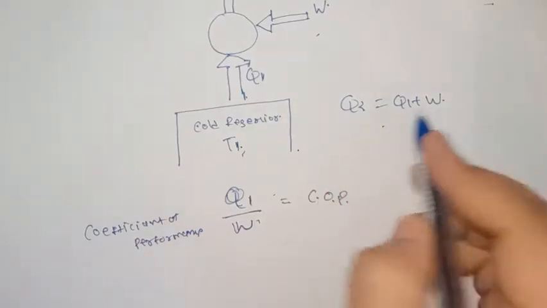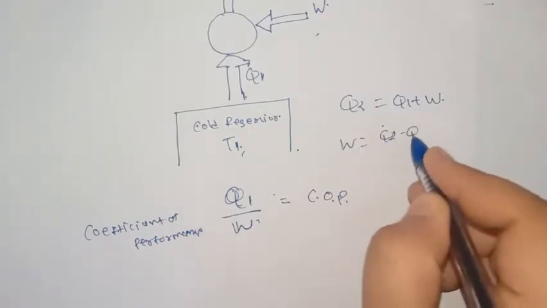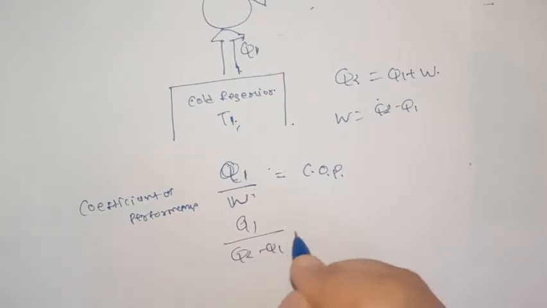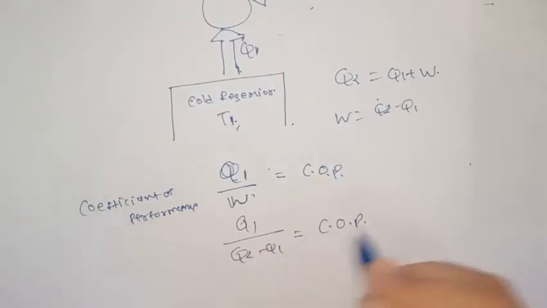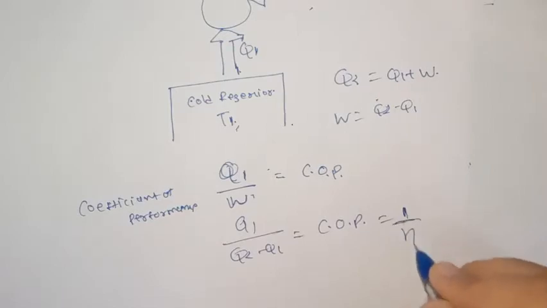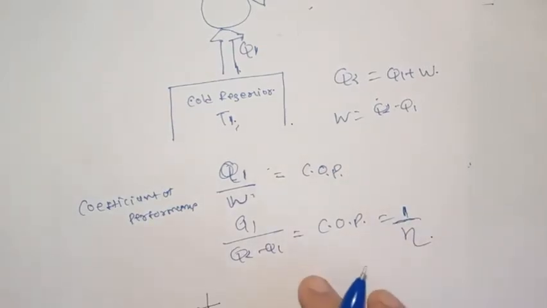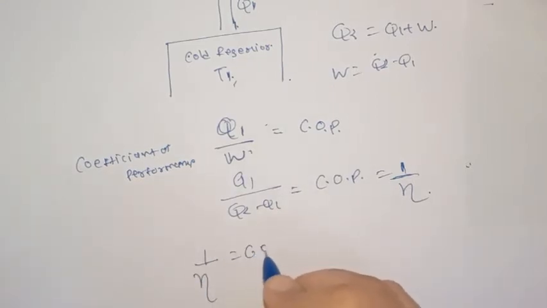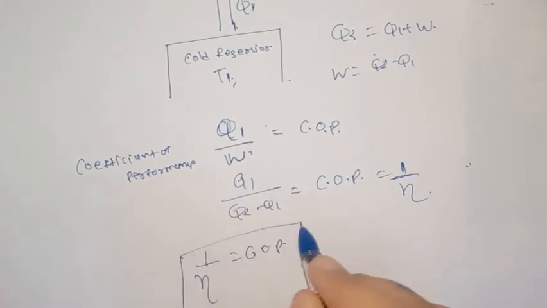From this equation, we can write W is equal to Q2 minus Q1. So Q1 divided by (Q2 minus Q1) is equal to COP. But we can clearly see it is the inverse of the efficiency of the heat engine. So if the same device is first used as a heat engine and then used as a heat pump or refrigerator, then its efficiency and coefficient of performance are related as 1 upon efficiency is equal to the coefficient of performance.